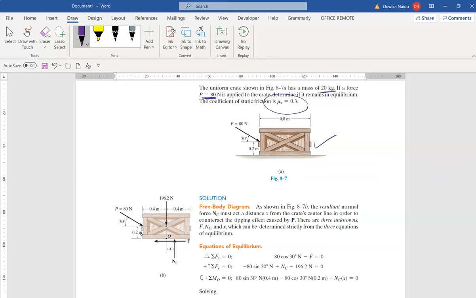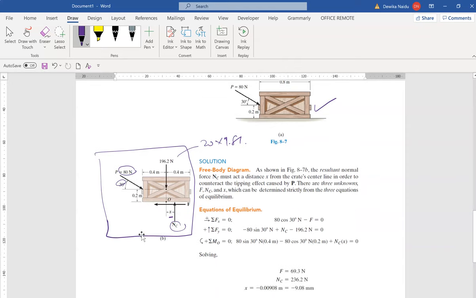So this is the original diagram. This is what you have to draw in your test or your final exam or whatever assessment you are answering: the free body diagram. Remember, the weight comes from 20 times 9.81. Then we have the NC, just drawn with a distance of x. You don't know the distance, so it's okay. Then we have the P, 80, and 30 degrees, given in the question.